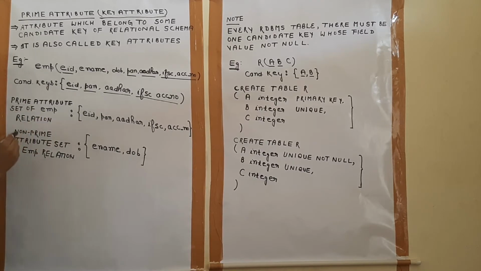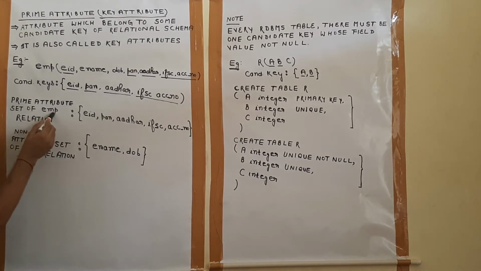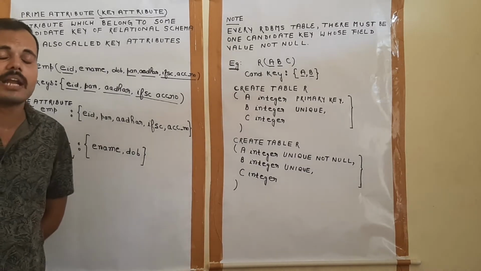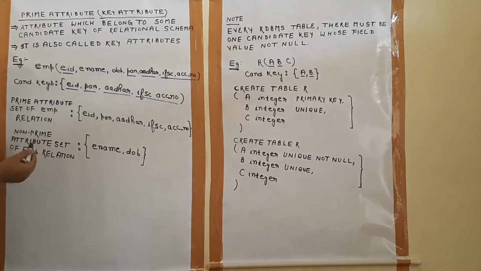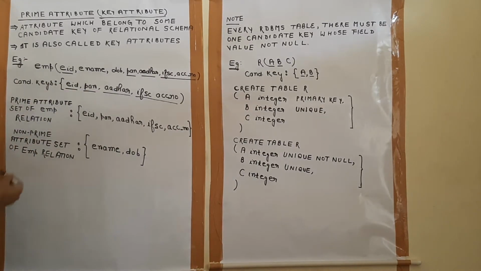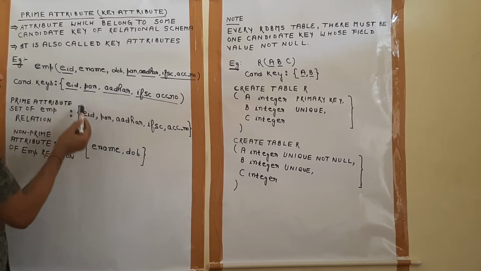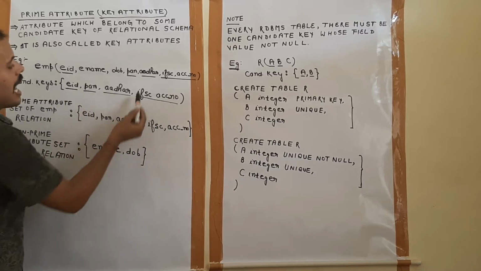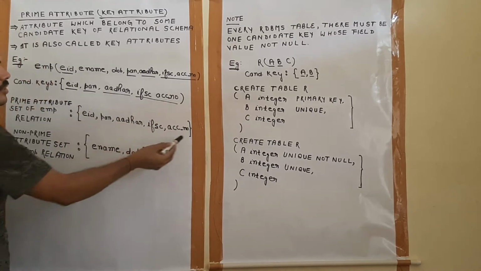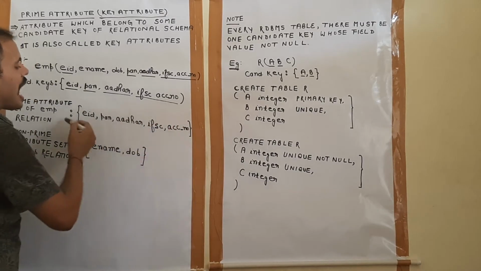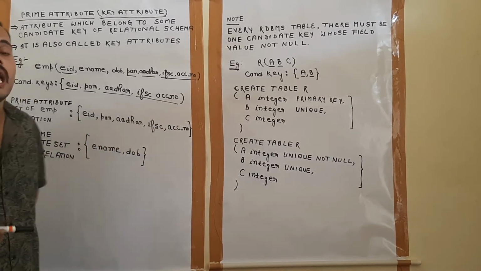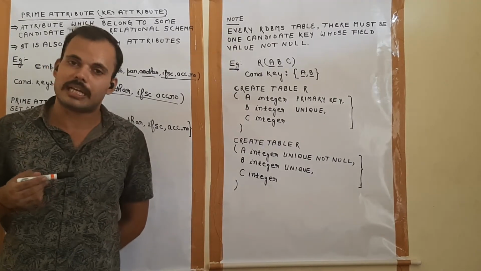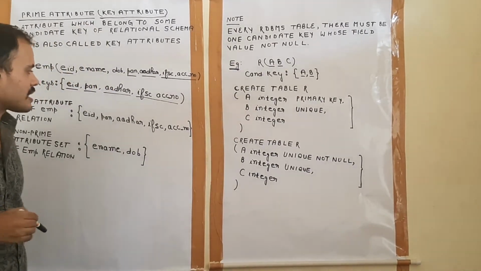So this is the prime attribute set. Why is it an attribute set? Because there is more than one attribute. The prime attribute set of the employee relational schema, the employee relation, where relation means table, is EID, PAN, Aadhaar, IFSC and account number. These attributes belong to the candidate key of the relational schema or employee relation.